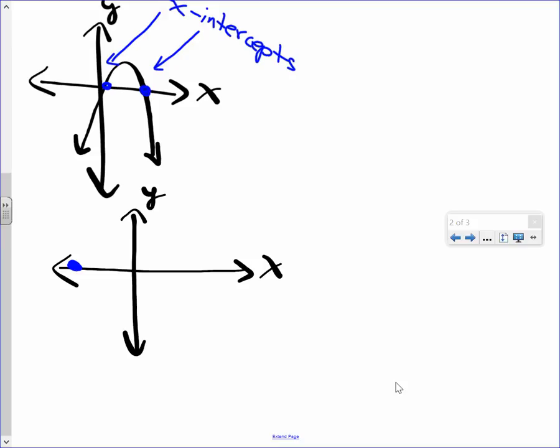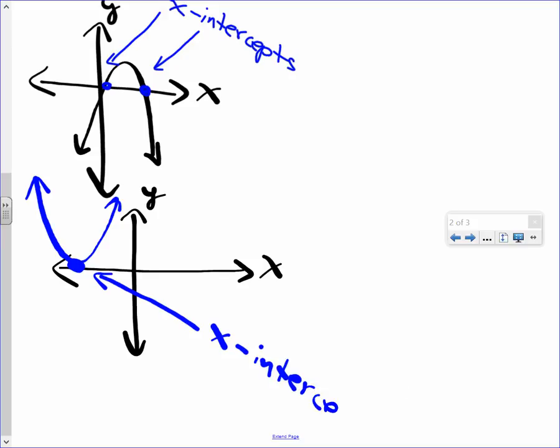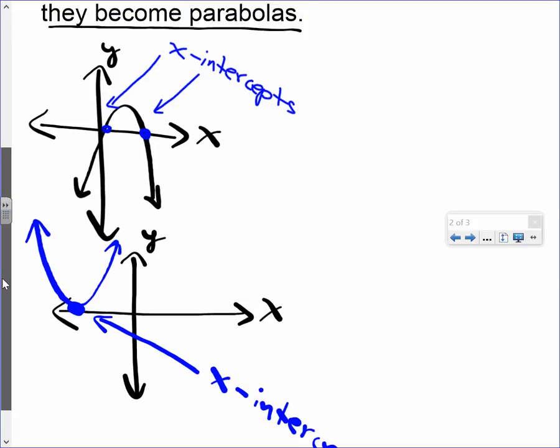Watch this parabola. Look, it's coming down. It's coming back up. How many times did the parabola cross the x-axis there? 1 point, right? At that point. Put an arrow here. Put x-intercept. So here it crossed it 1 time, as opposed to the first one we drew. It crossed it twice. So 2 times, 1 time.